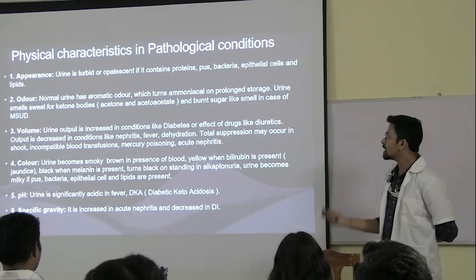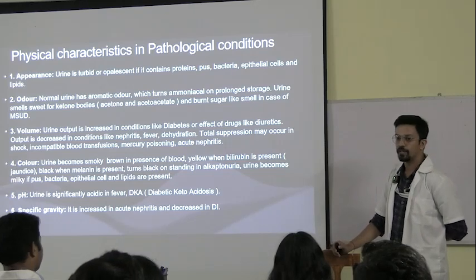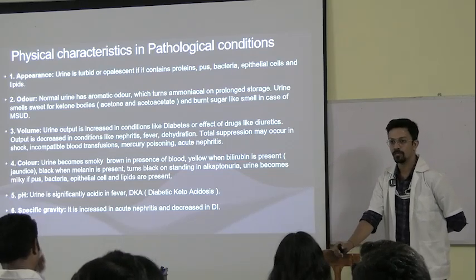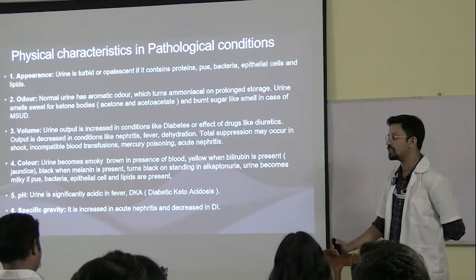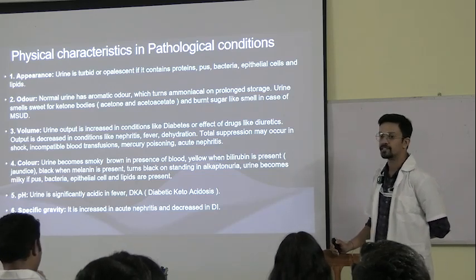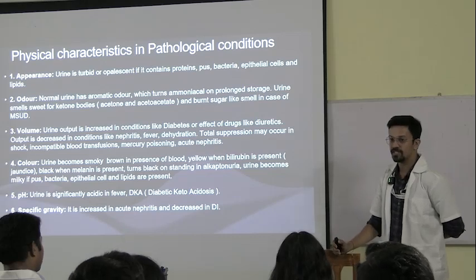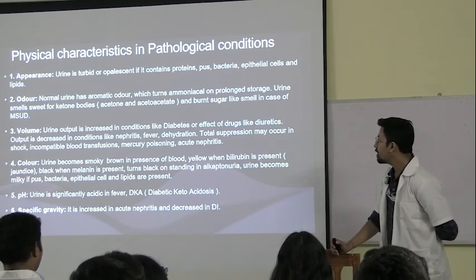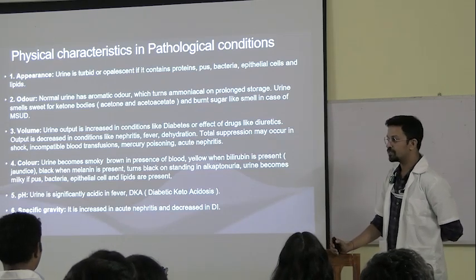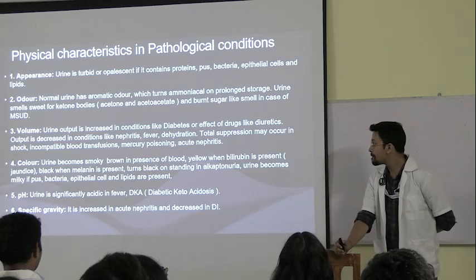Fine. Now in incompatible blood transfusion, you are well acquainted with physio, right? If the ABO is not matching or the Rh is not matching, in that case there will be hemolysis. Fine. And that can lead to complete cessation of urine. Mercury poisoning and acute nephritis are certain examples of the disease.